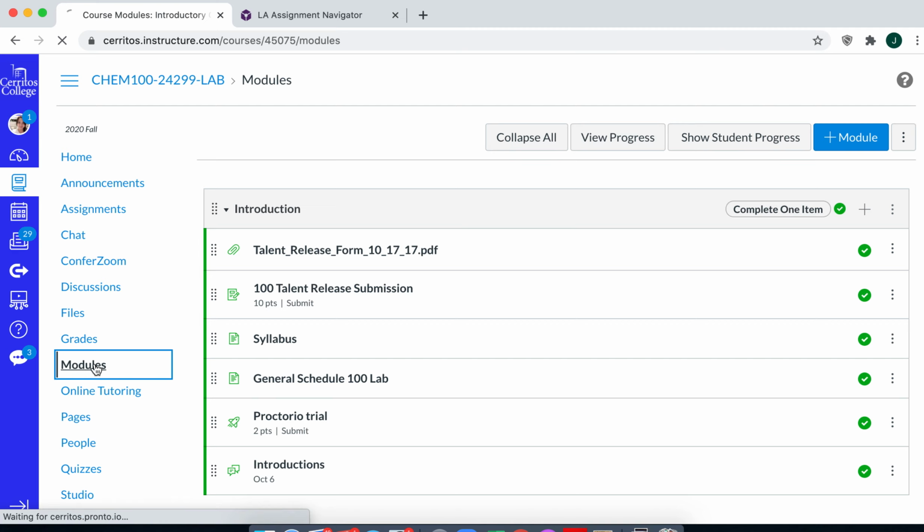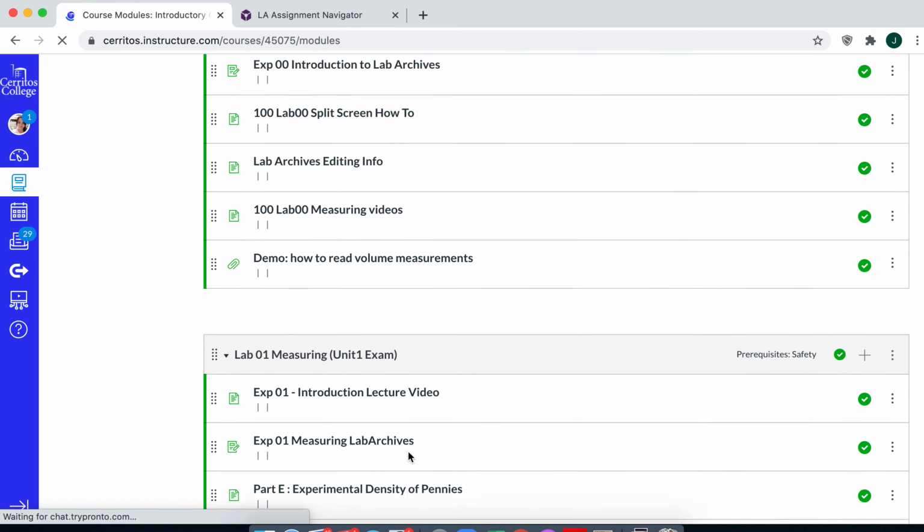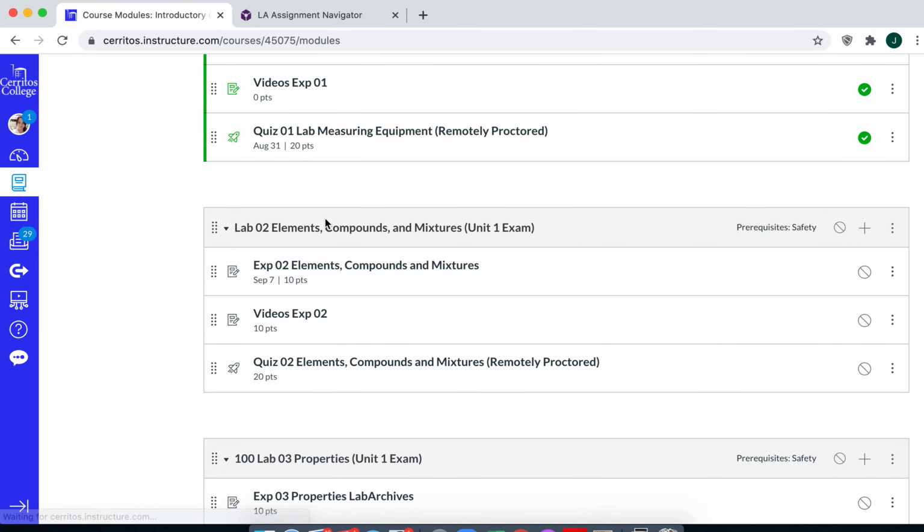So log into your lab Canvas. Go down to Lab 02, Elements, Compounds, and Mixtures. This is where your LabArchives notebook is. Click on it to complete your lab report.